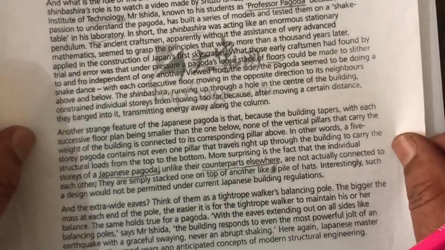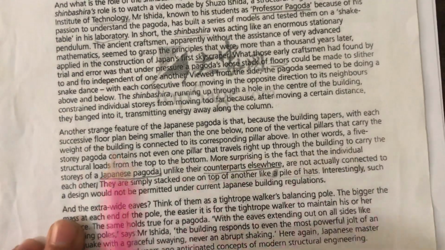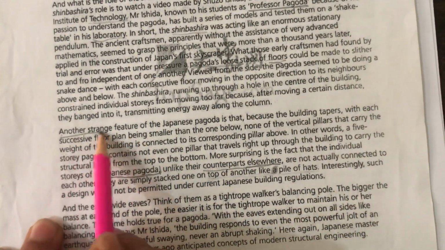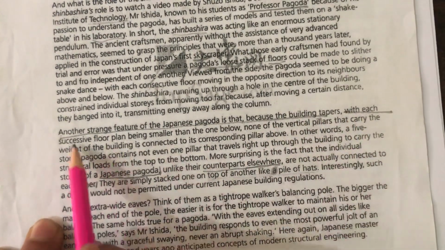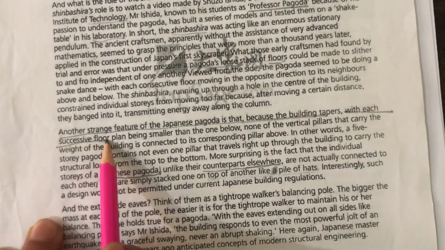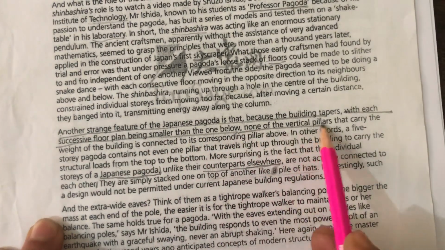Another strange feature of Japanese pagoda is that because the building tapers with each successive floor plane being smaller than one below, none of vertical pillars.